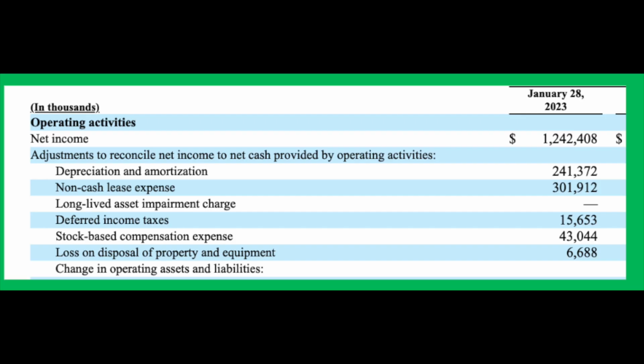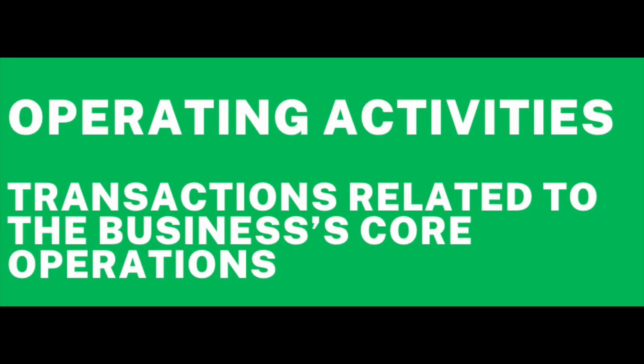So let's take a look at the operating activities section of Ulta Beauty's statement of cash flows. So in the operating section are items like net income, depreciation and amortization, net cash lease expense, long-lived asset impairments, deferred income taxes, stock-based compensation expense, loss on disposal of property and equipment, and change in operating assets and liabilities. So you may ask, what are operating activities? And the operating activities are transactions related to the business's core operations. I probably should have put that first.